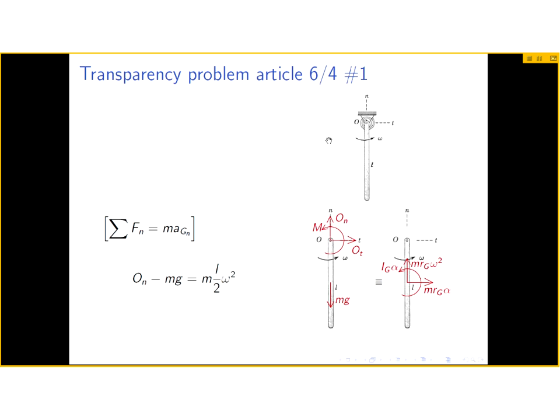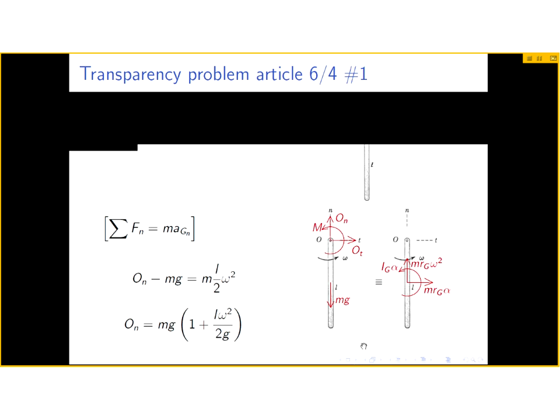Remember, omega was assumed to be given in the problem statement. There wasn't a numerical value given, but you can assume that omega is known the way that the problem statement was stated. So from this, we can solve for O sub n, and if we do, we find that it's mg times a factor of 1 plus L omega squared over 2g. And with this, we've calculated everything that was asked.